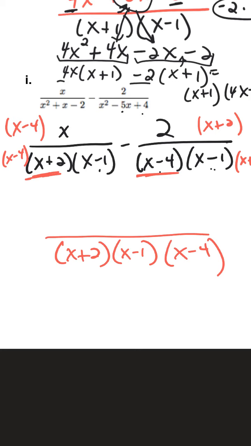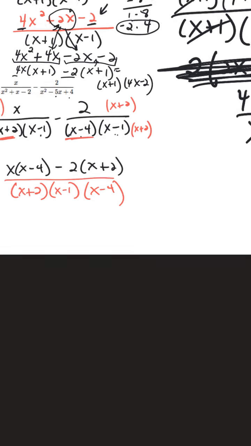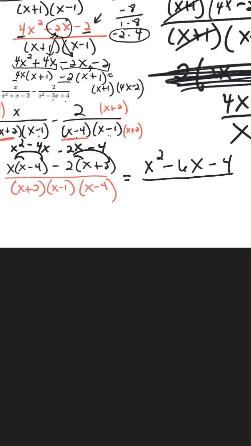So on the top of my new fraction, I'm going to have x times x minus 4 minus 2 times x plus 2. From here, we're going to simplify. I have to distribute: x squared minus 4x, distribute negative 2x minus 4, so that when I go over here, I can combine like terms and get x squared minus 6x minus 4 over our original denominator.